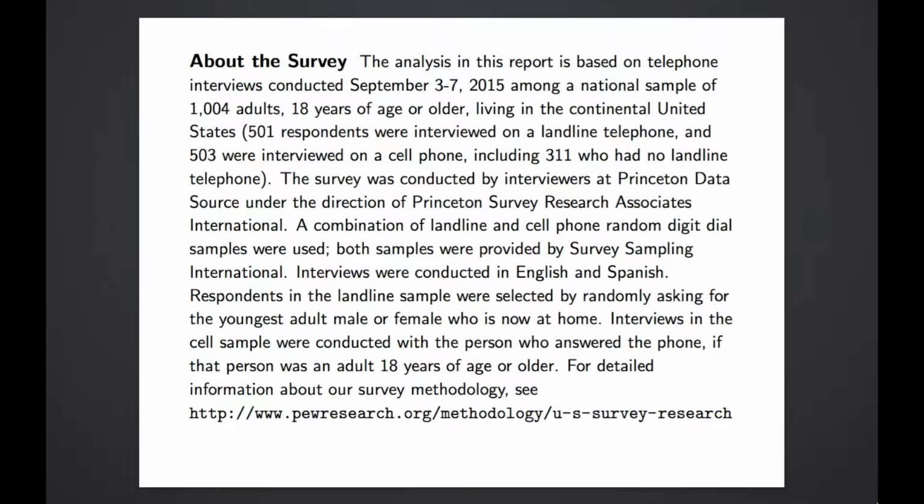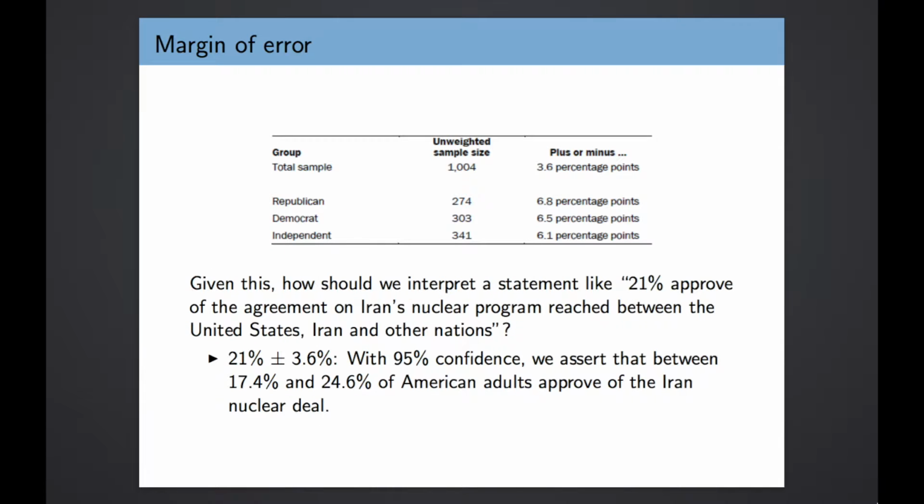The main point here is that we're going from this sample of just over 1,000 adults and extrapolating to the United States adult population of more than 200 million people. So how can we do this, and how certain is the Pew Research Center about their estimates of how many people approve, disapprove, or don't have an opinion about the Iran nuclear deal? In this table, we're given a little bit more information about the sample sizes and some subsample sizes, as well as what's called the margin of error.